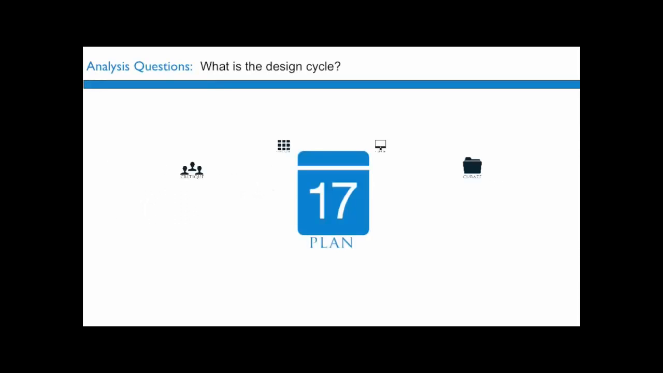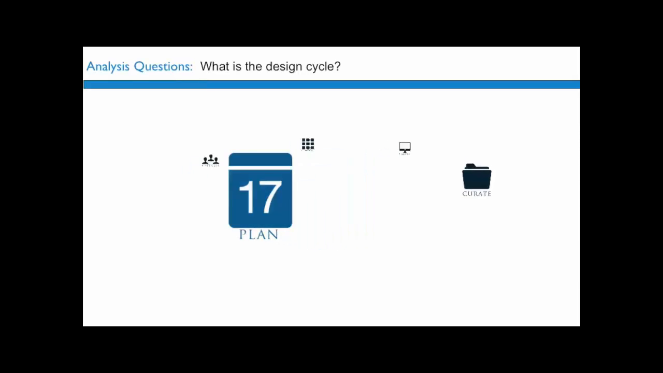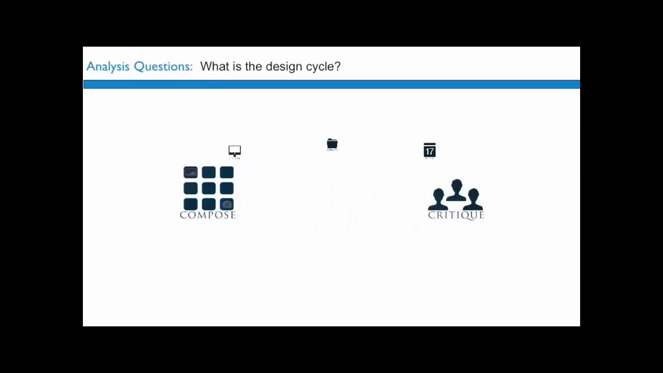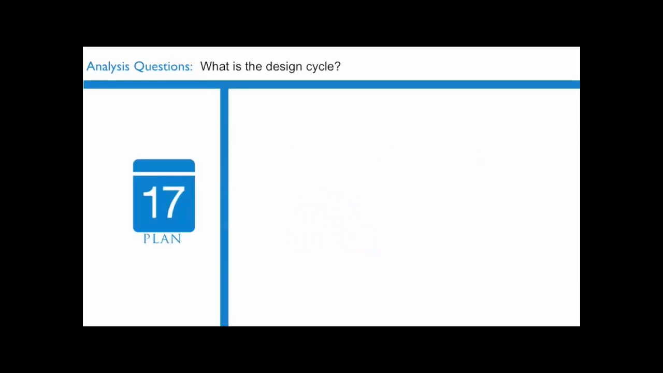The first question to think about is, what is the design cycle? In the context of this class, the design cycle is divided into 5 stages: the planning stage, the curation stage, the creation stage, the composition stage, and the critique stage. It's important to note that each of these stages are involved in a process that is ongoing, and so you may end up being in one stage more than once.